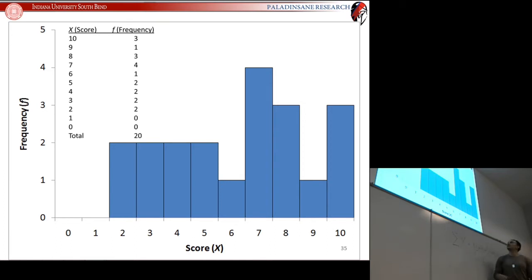So in that case, you would have to go to the bars here and you would have to say, how many 10s are there? 1, 2, 3, 1, 2, 3. How many 9s? Just a 1. Just 1 right there. How many 8s? 1, 2, 3. 1, 2, 3. You have to unpack the histogram sometimes to do certain operations on that information. All right, so that is the histogram.